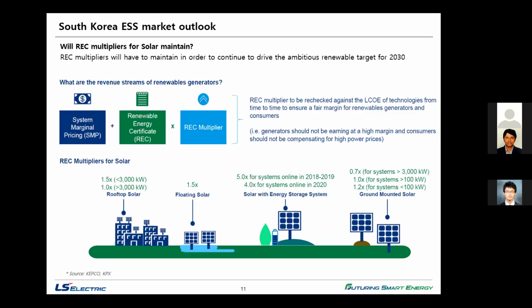For example, if you are producing power from floating solar, they have a figure of 1.5 times. So if you produce 1,000 kilowatt hours, you get 1.5 REC. But if you look at these figures, solar with an energy storage system gets at least 4 or 5 times, which means the government appreciates and sees higher efficiency from using energy storage systems. So this is one of the benefits of using a PV plus storage system.